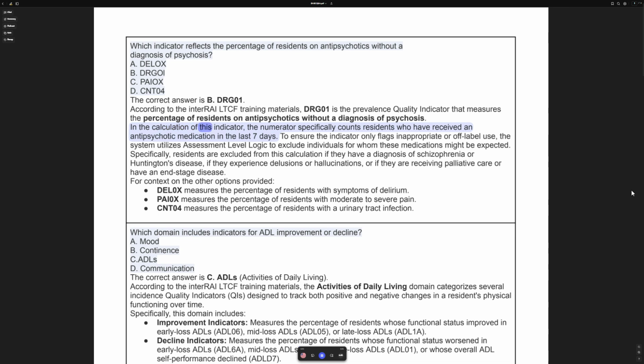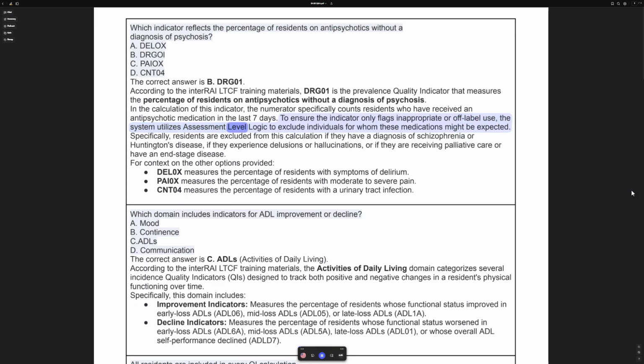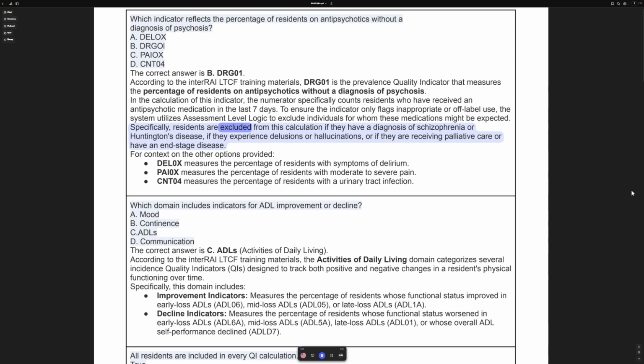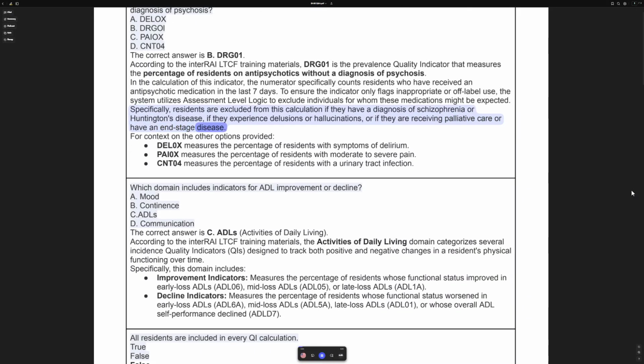In the calculation of this indicator, the numerator specifically counts residents who have received an antipsychotic medication in the last 7 days. To ensure the indicator only flags inappropriate or off-label use, the system utilizes assessment level logic to exclude individuals for whom these medications might be expected. Specifically, residents are excluded from this calculation if they have a diagnosis of schizophrenia or Huntington's disease, if they experience delusions or hallucinations, or if they are receiving palliative care or have an end-stage disease.